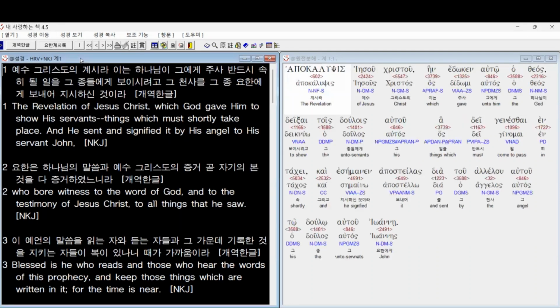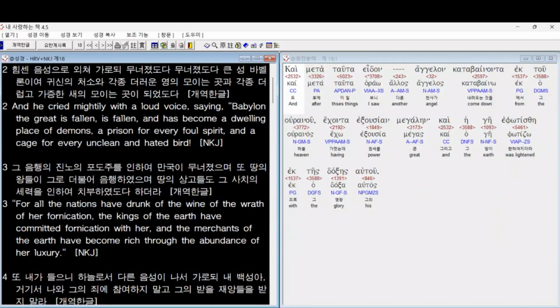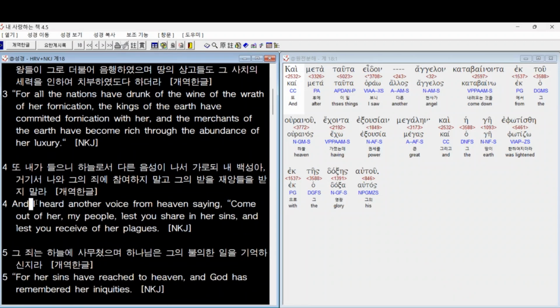So go back to the book of Revelation, chapter 18. So that wine of her fornication, right? So verse 4, I heard another voice from heaven saying, come out of her. Get out of her. Get out of Babylon. Get out of hearing the mouth of the dragon, the mouth of the serpent, the mouth of the false prophet. Get out of her, my people.